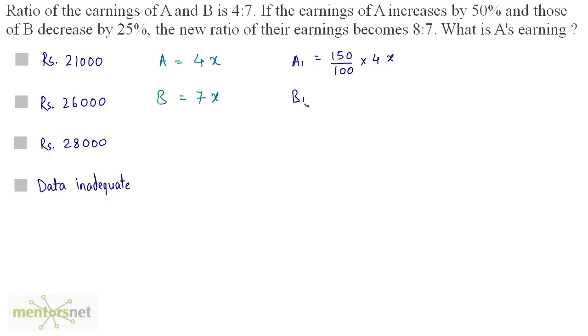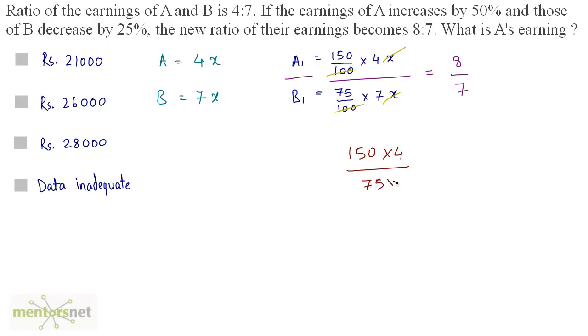Okay. Now B's salary decreases by 25%. So I can write B1, the new salary of B, is equal to 100 minus 25% of 7x, which is 75% of 7x. So 75 upon 100 times 7x. Now the ratio of their new earnings is 8:7. So if I divide A1 by B1, it is equal to 8/7. These hundreds get cancelled out, x gets cancelled out. So what we have is 150 times 4 by 75 times 7 is equal to 8/7.